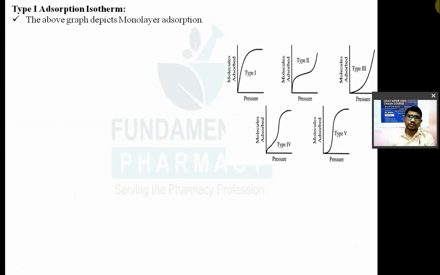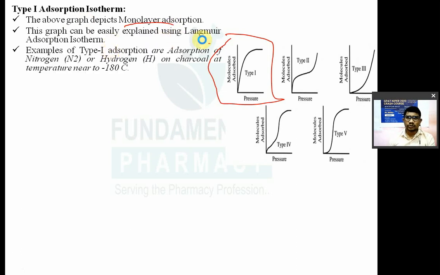So you can see different types of adsorption isotherm. There are at least 5 adsorption isotherms. Type 1 is nothing but, you can see this one is known as type 1 adsorption isotherm. So it is a Langmuir adsorption isotherm. Above graph depicts the monolayer adsorption. Type 1 adsorption isotherm is nothing but the monolayer adsorption. It can be easily explained by using Langmuir adsorption isotherm.